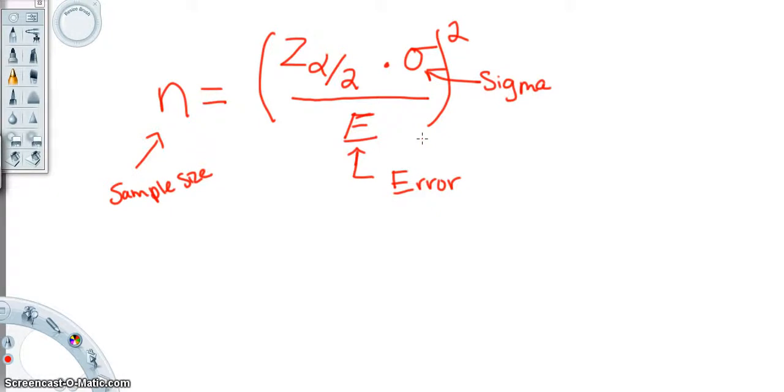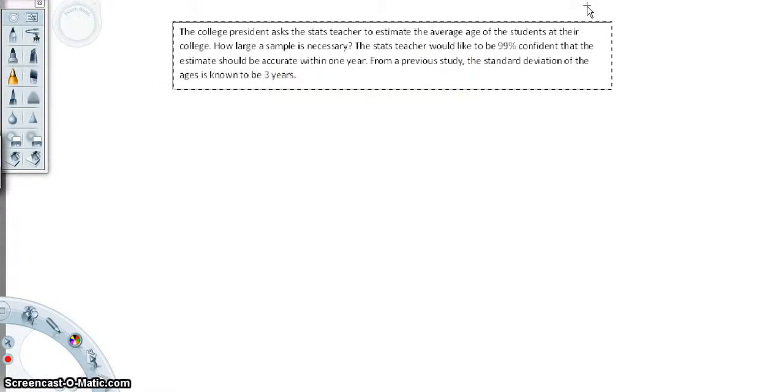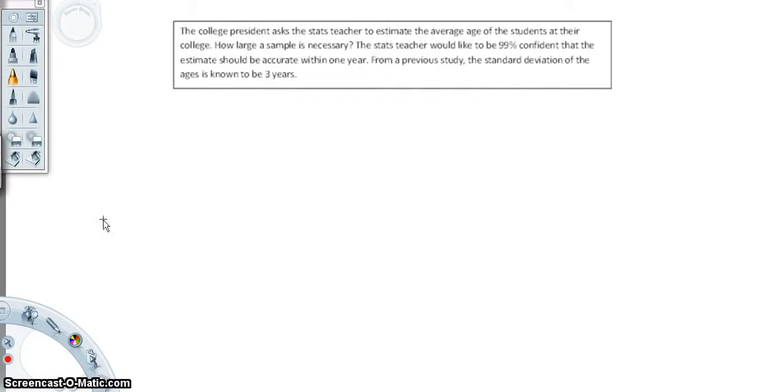So let's try using this formula with a problem. So here's the problem. The college president asked the statistics teacher to estimate the average age of the students at their college. How large of a sample size is necessary? The statistics teacher would like to be 99% confident that the estimate should be accurate within 1 year. From a previous study, the standard deviation of the ages is known to be 3 years. So what we're looking for to fill in this problem, we need to know our standard deviation, which here is 3.